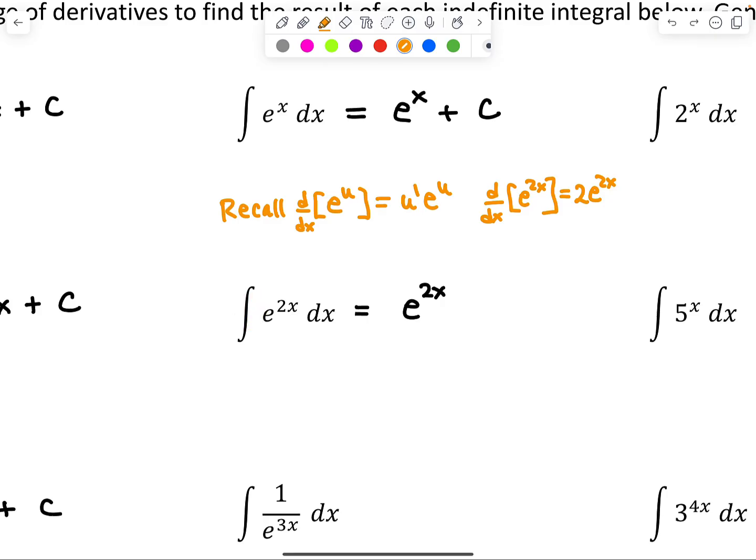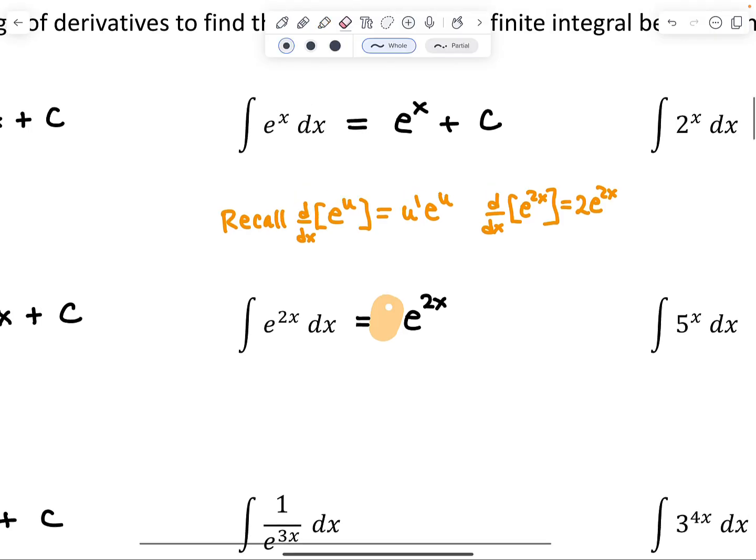So I need to put a coefficient here so that when I do the chain rule, the multiplication by 2 will cancel and leave a 1 instead, suggesting I need to put a 1/2 right here. Now when I differentiate this function, the 1/2 would stay because this is a constant times a function. E to the 2x would repeat, and then we would multiply by 2, which would cancel with the 1/2, and the derivative therefore would just be e to the 2x, matching this integrand, and then plus c.